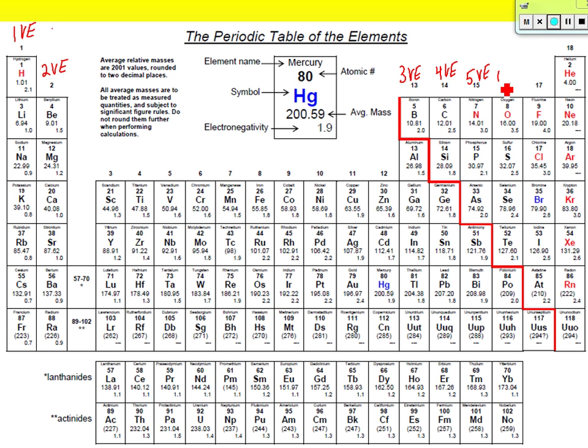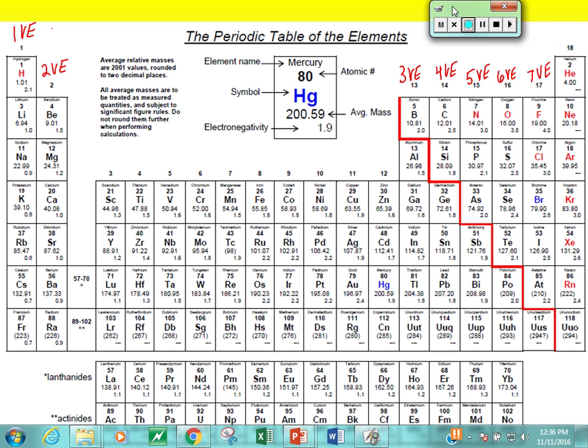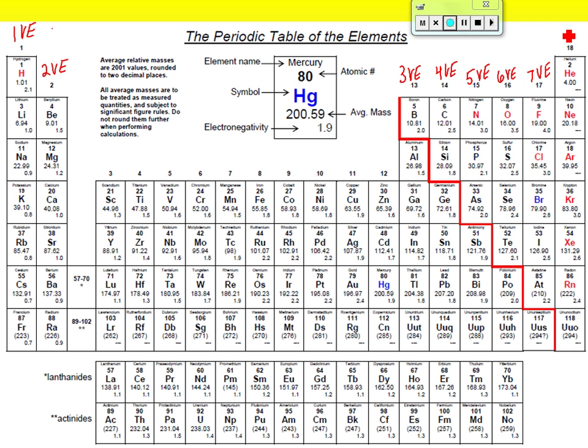And it just keeps going all the way over, so this is 4 valence electrons, 5 VE, 6, 7, and it finishes with the noble gases, which have 8 valence electrons. Now there's one exception. There always has to be an exception, right? There's one exception on the periodic table, and you might have already guessed, it's helium.